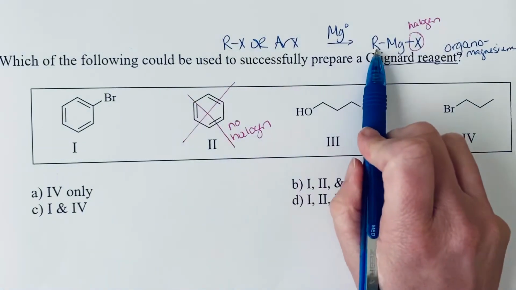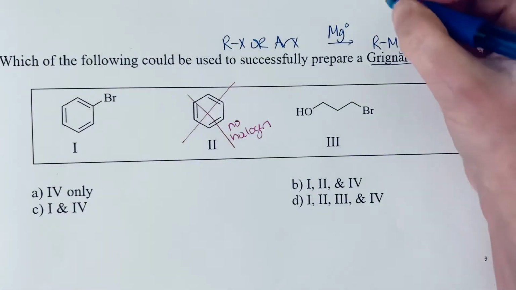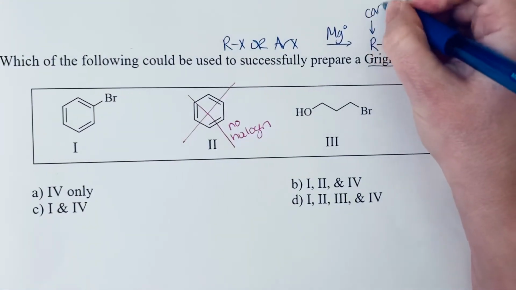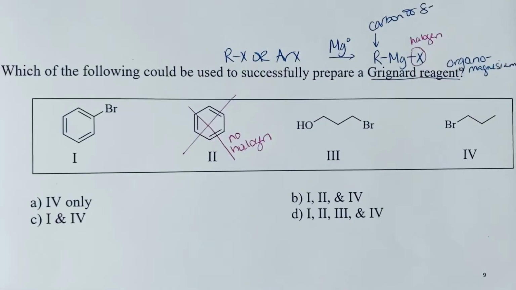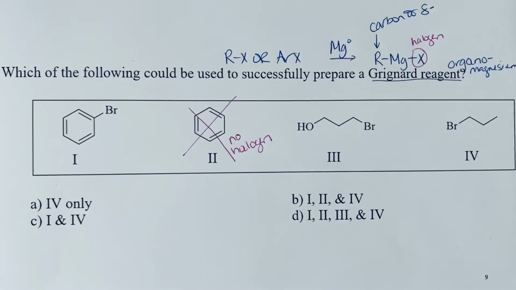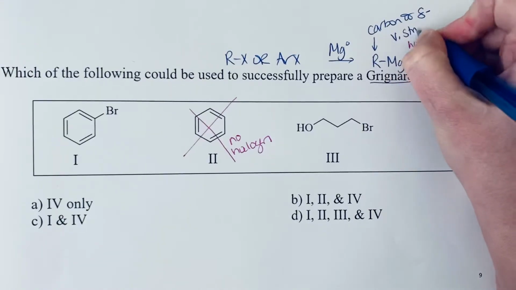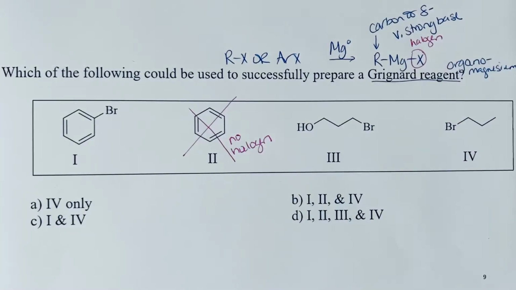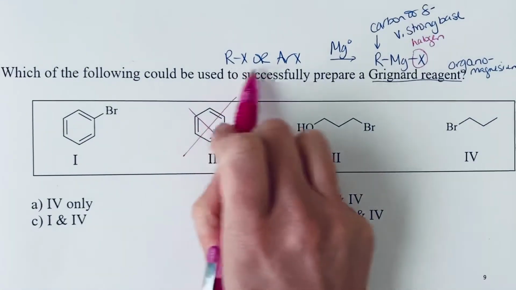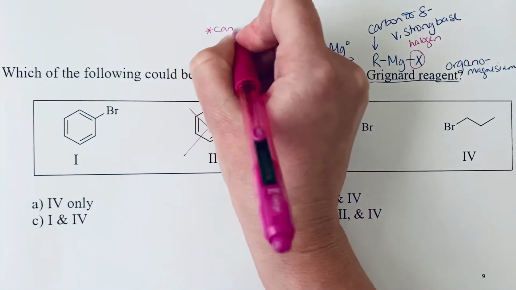When we have a carbon attached to a magnesium, we have a carbon with a partial negative charge, a delta negative charge, and we can actually think of this as being very close to a full negative charge. So this is a carbon atom that is a very strong base. And so we want to make sure that our alkyl or aryl halide cannot contain any acidic hydrogens.